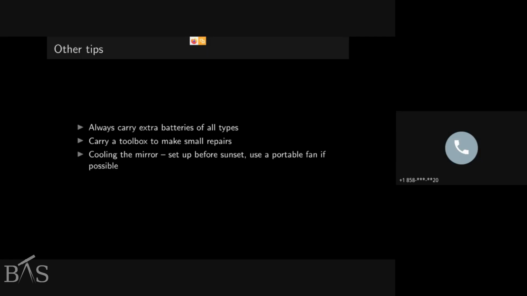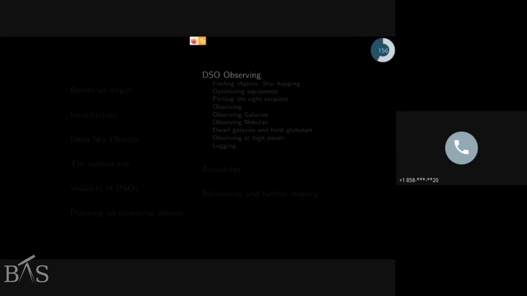And another tip is to set up before sunset and use a portable fan if possible to cool the mirror so that tube currents don't cause problems. So that's everything about how to plan an observing session, what to carry before you leave, how to keep a plan and so on. I'll again pause if there are any questions at this point.